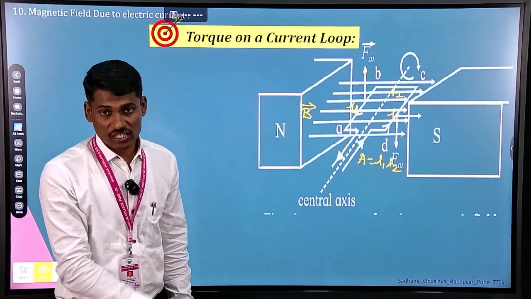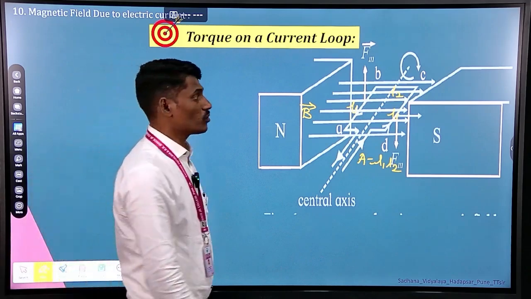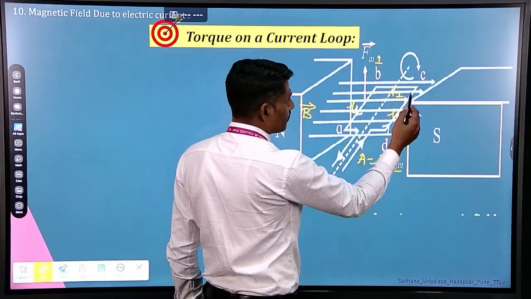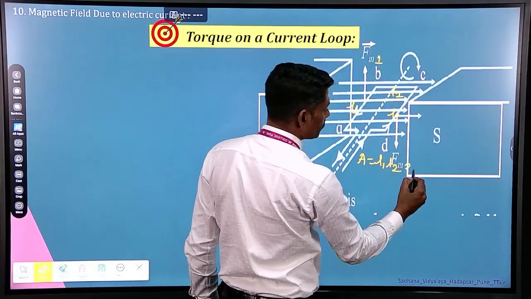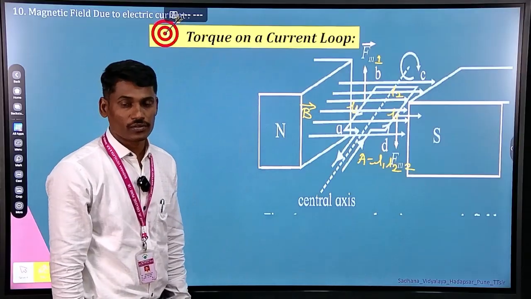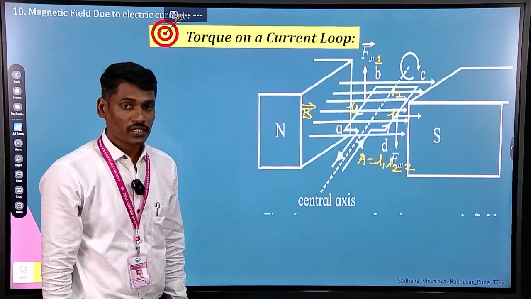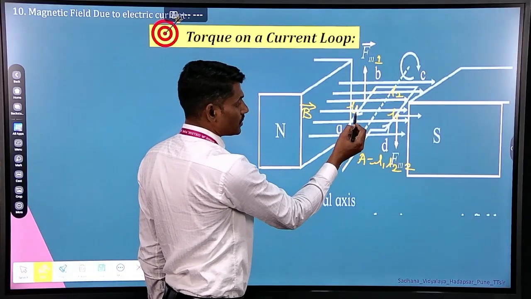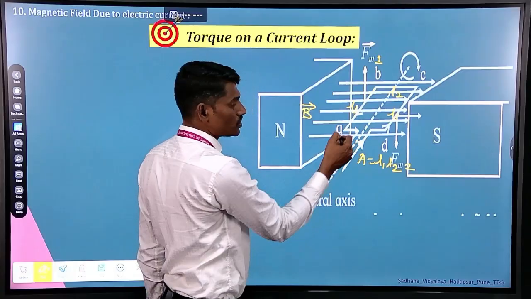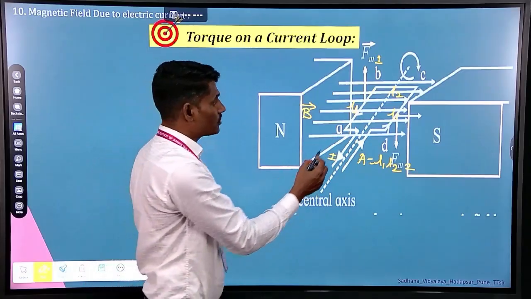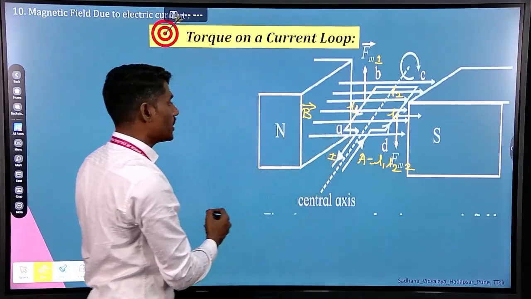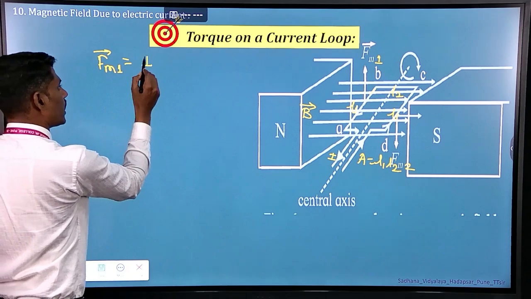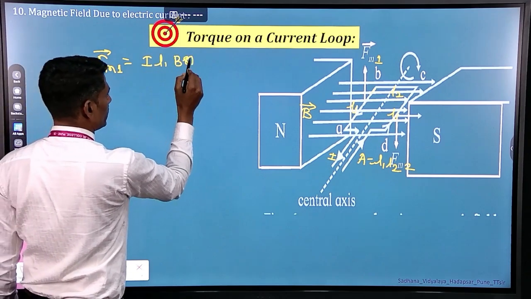Now, here we consider the force acting on the side AB is suppose Fm1 and the force acting on the side CD is suppose Fm2, right. Now, according to the right hand rule, we know the force acting on the side AB, this is the current carrying wire. Suppose I is the current flowing through this wire, then the force acting on this wire AB is how much? Fm1 is equal to I L1 B sin theta.